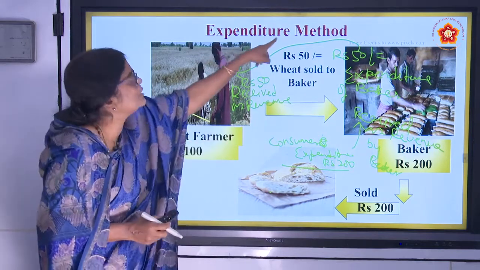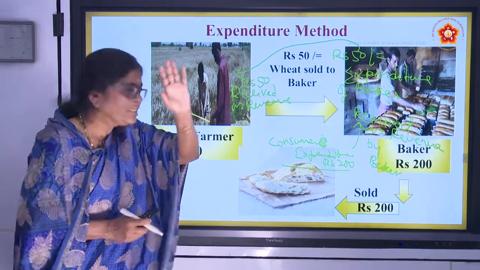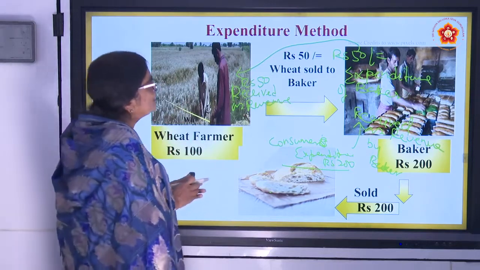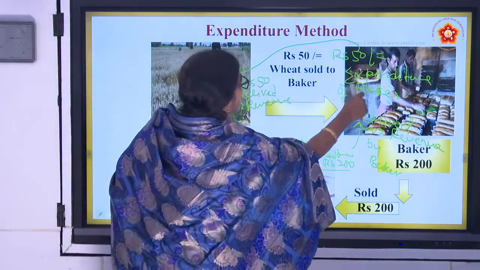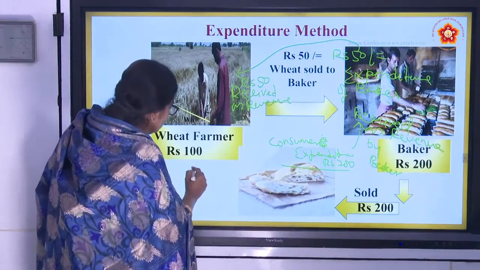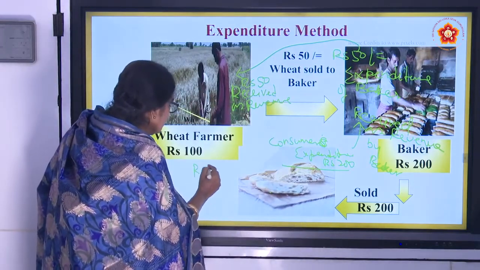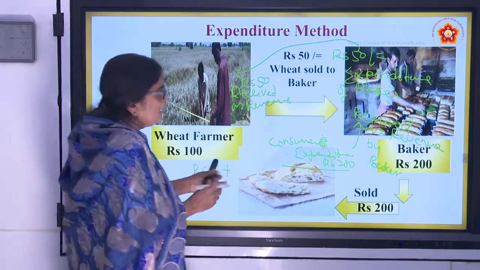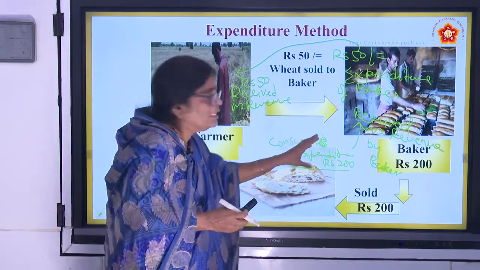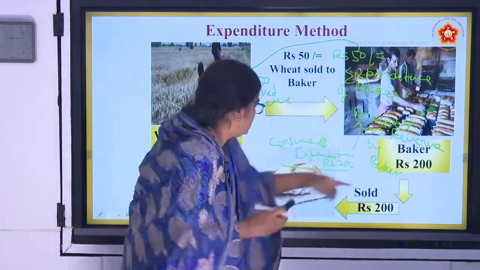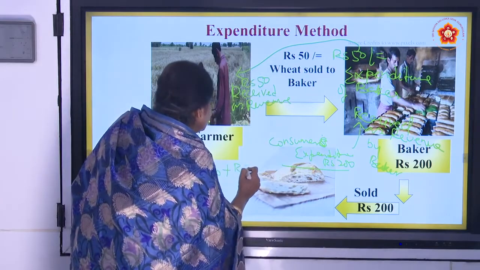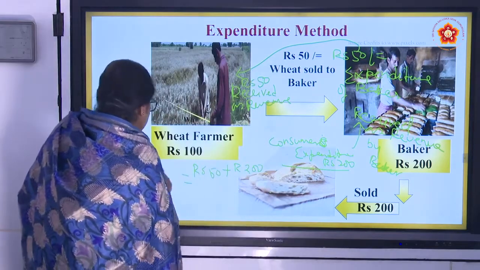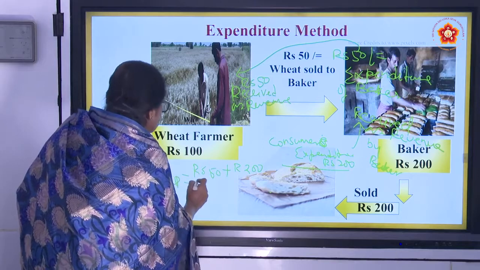Here, what we are measuring is by the expenditure method. Therefore, we are going to add expenditure. The expenditure of the baker received by the farmer is how much? Rupees 50. Plus, the expenditure of the consumers received by the baker is how much? Rupees 200. Therefore, what is the total income, GDP, for this simple economy?